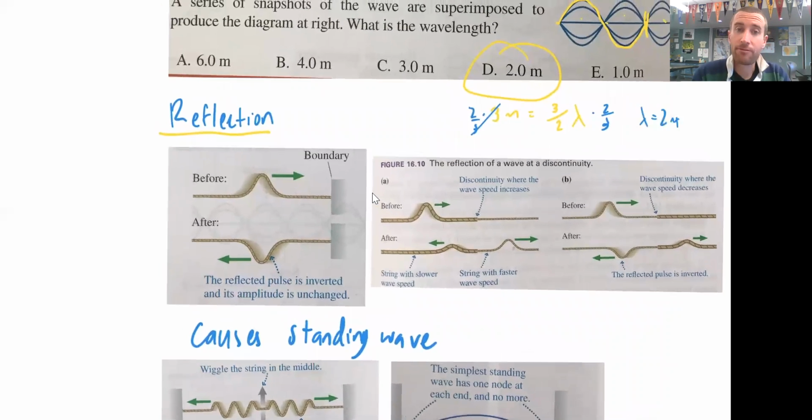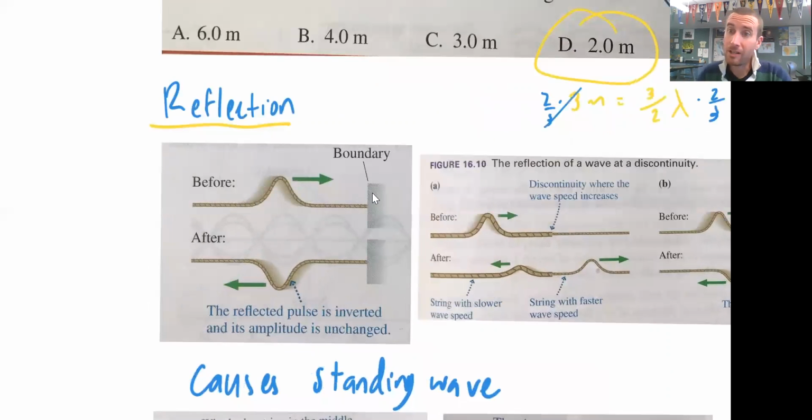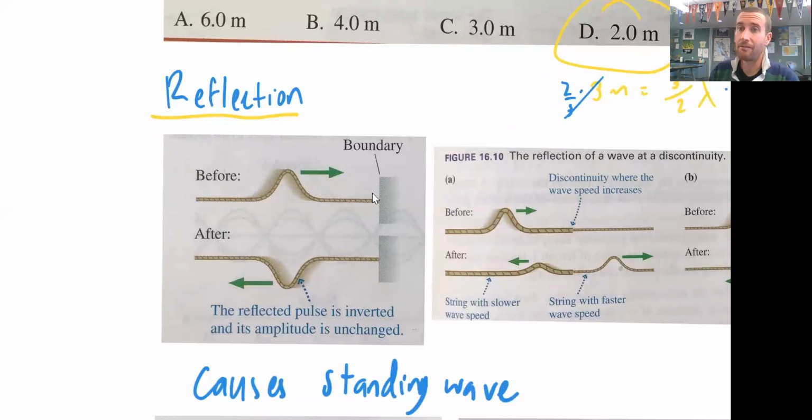So reflection. When a wave reflects, or bounces off of a boundary, we could see this where a wave is going, say, off a mirror. We could see it when it's transitioning between materials, like air to water. That could be a point of reflection, or air to glass could be a point of reflection, or it could be a string bouncing off of a wall. In this case, the string appears to be tied to the wall right here.